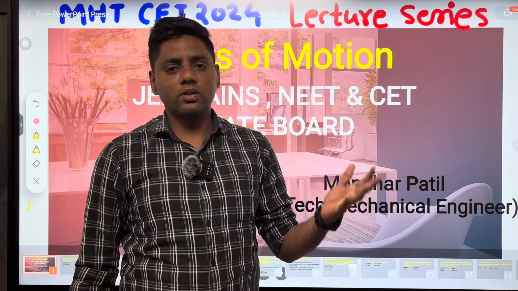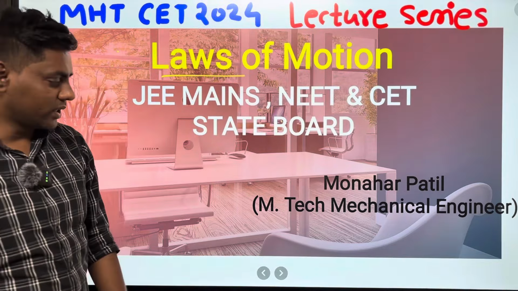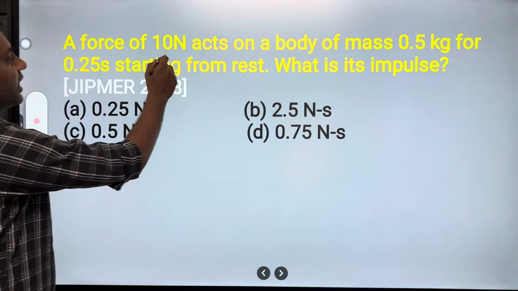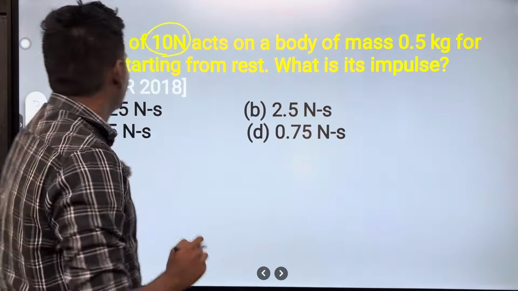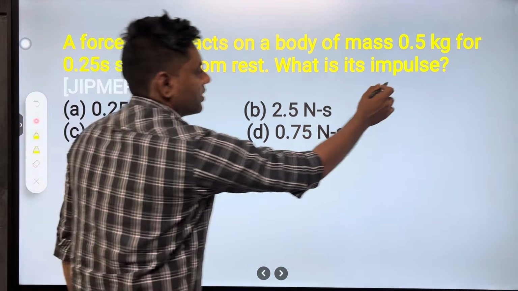Today we have to solve some MCQs on laws of motion. So now let's start. MCQ number one: a force of 10 Newton acts on a body of mass 0.5 kg for 0.25 seconds starting from rest. What is the impulse?